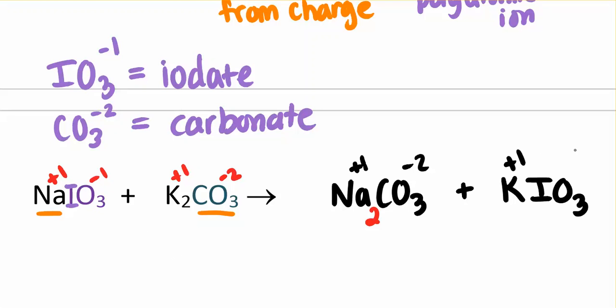Potassium's in the +1 column. Iodate has a -1 charge, as I told you. So if we cross these charges down, it does nothing. That's a good formula for potassium iodate. Now let's balance.